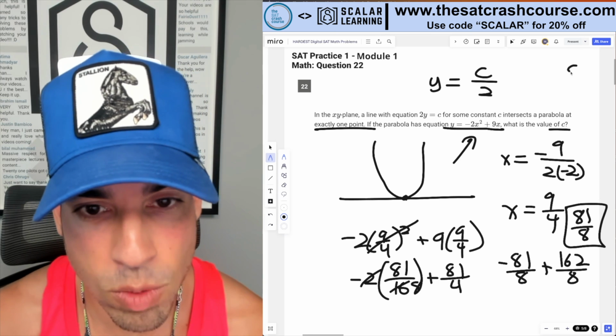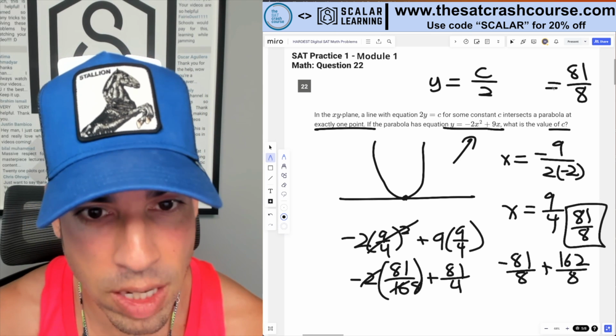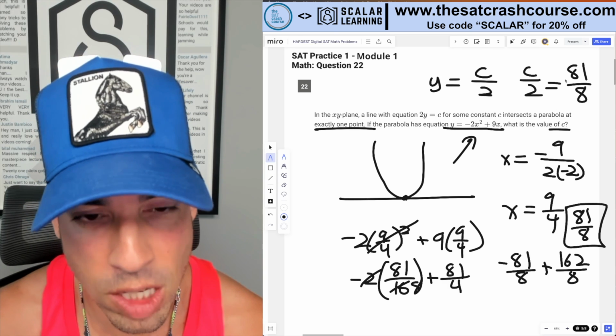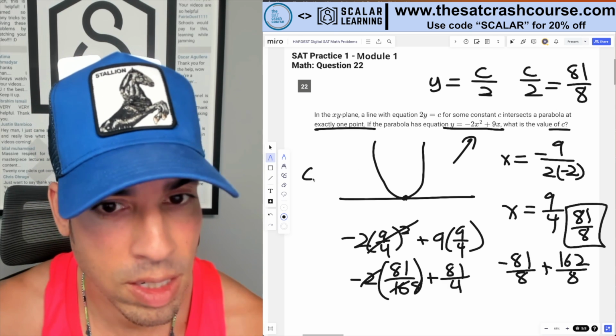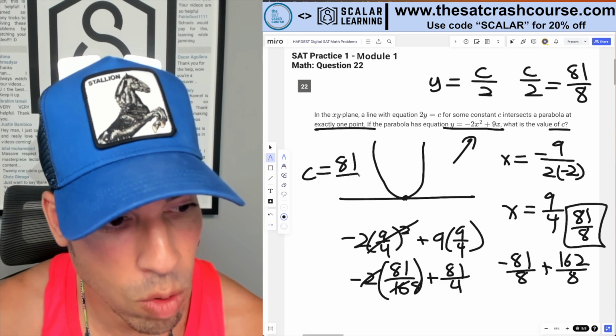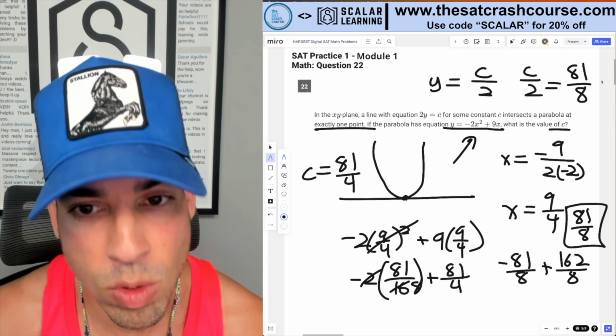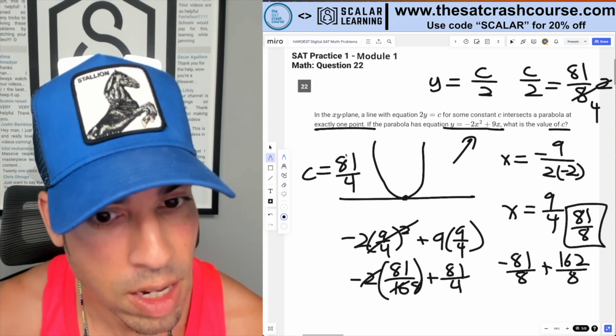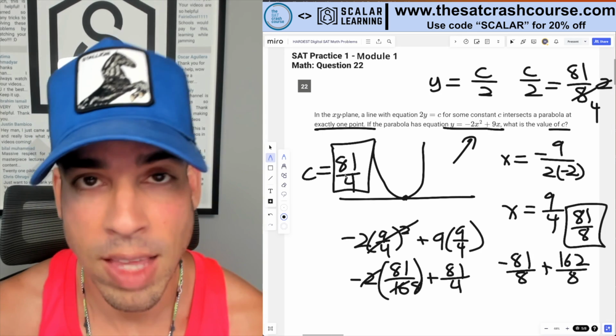So that means 81/8 must equal c/2. Now we can solve for c by multiplying both sides by 2, and we get c is equal to 81/4. We multiply by 2, and we're basically canceling this out to a 4. So our answer is 81/4. That's how you do it.